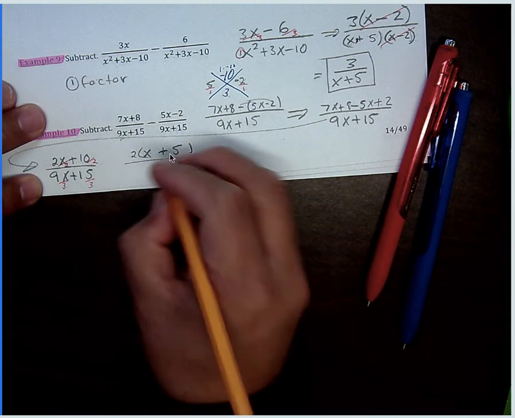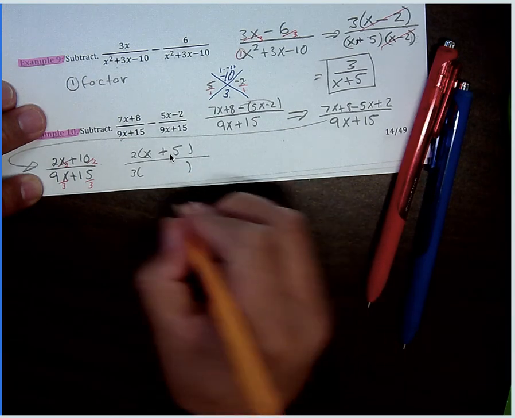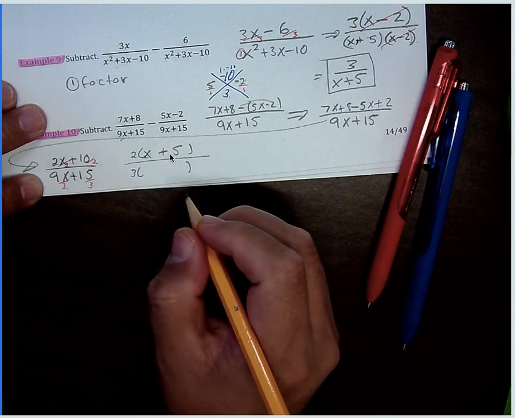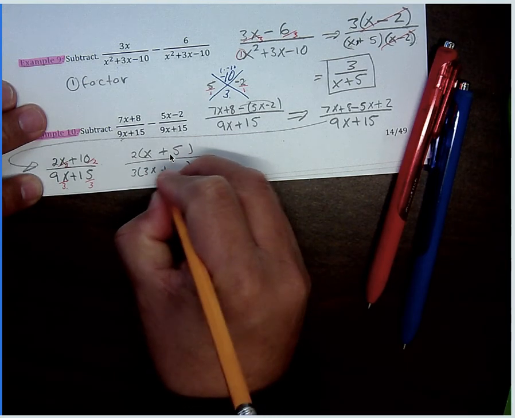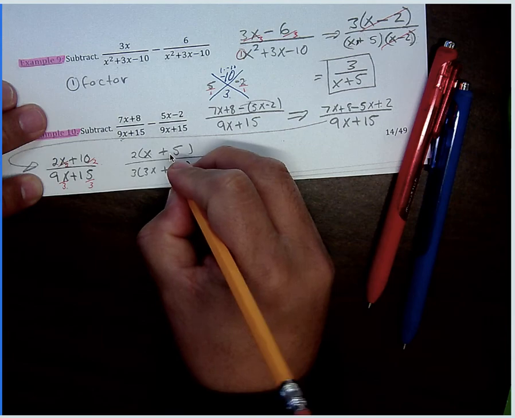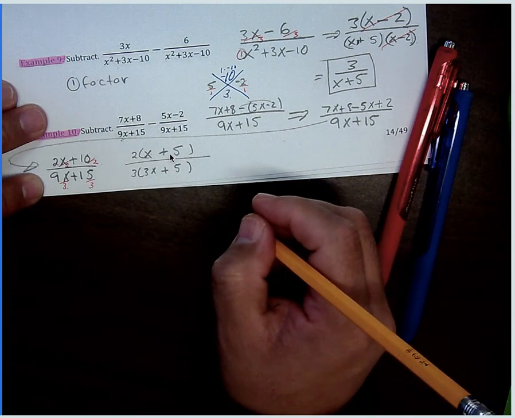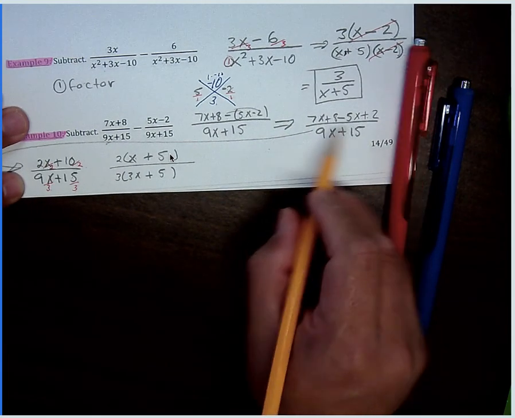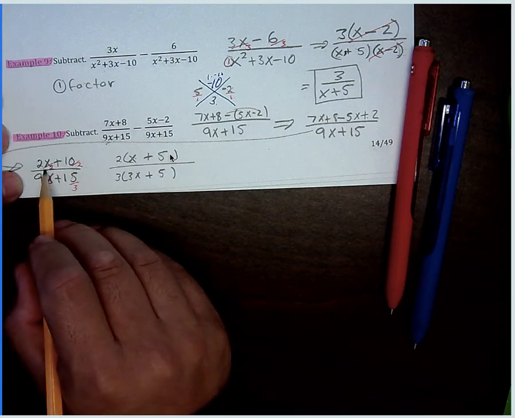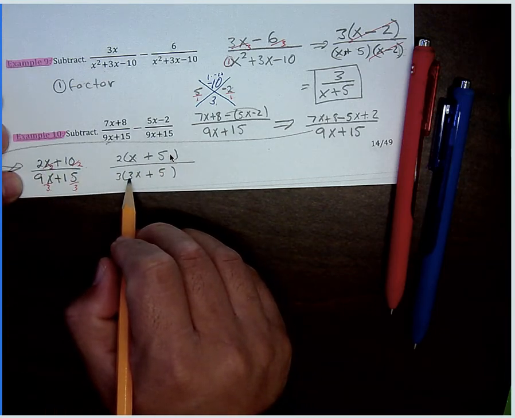And then this one would be a 3 outside. So 9 divided by 3 would just be 3x, plus 15 divided by 3 would be 5. And yes, you can't really do anything. I was trying to see. Yes, so yeah, that's it. That one has a 3.